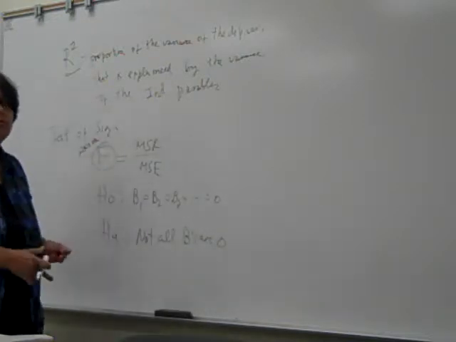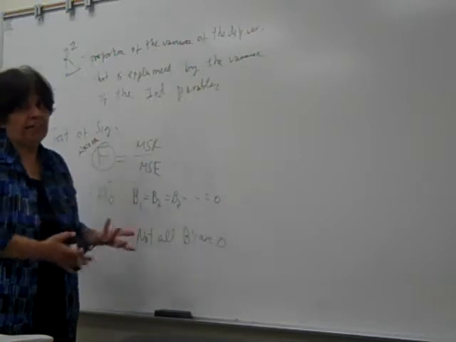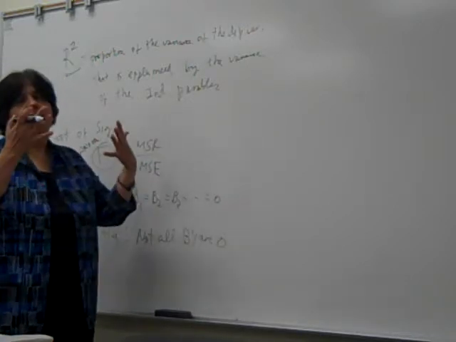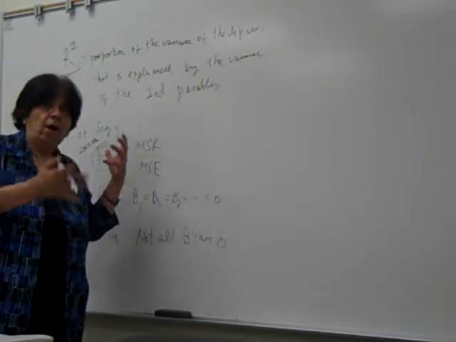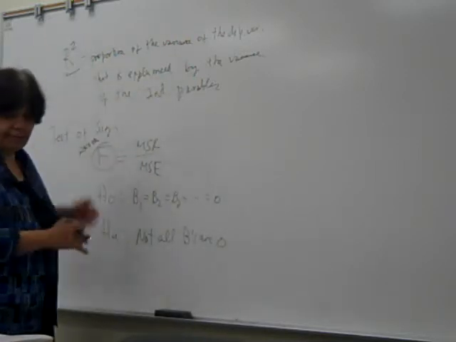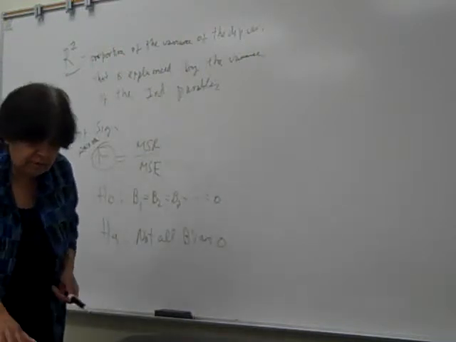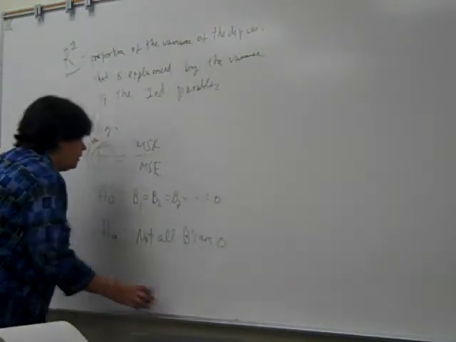And again, what we want at the end is to reject the null hypothesis and say that there is a strong regression between the dependent variable and all the independent variables. That's it. That's what you need to know, really.